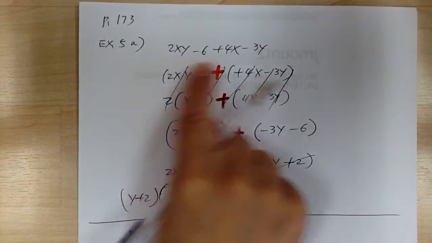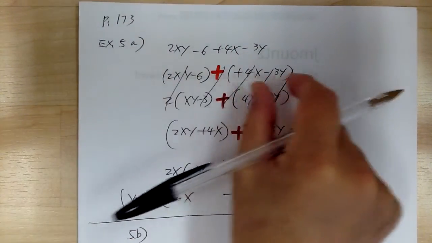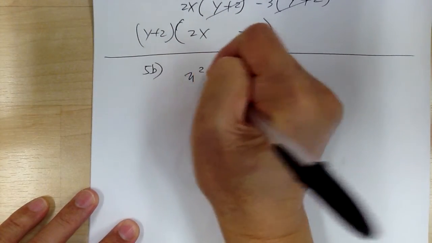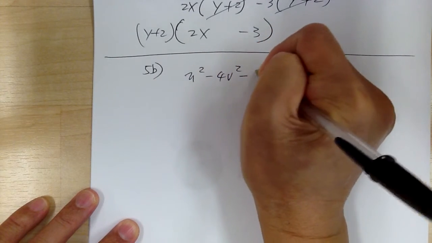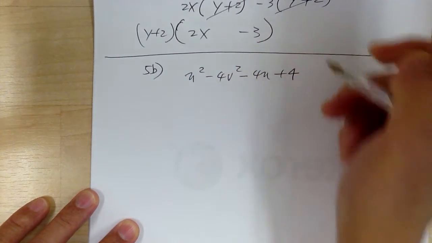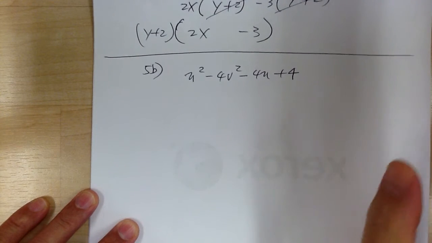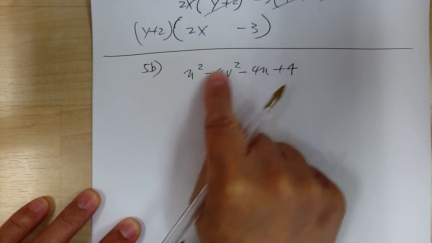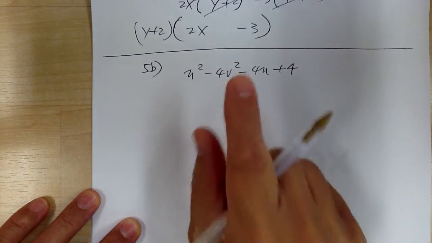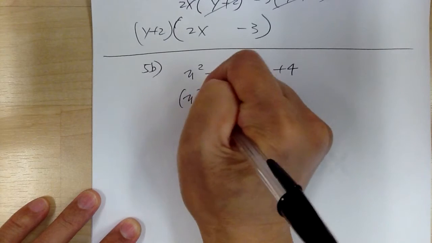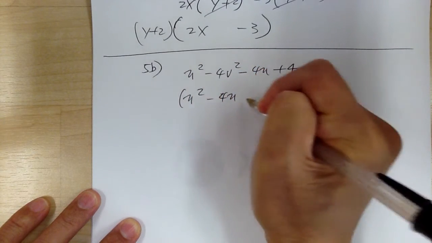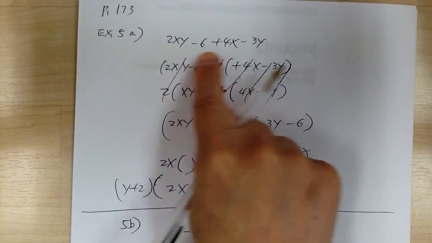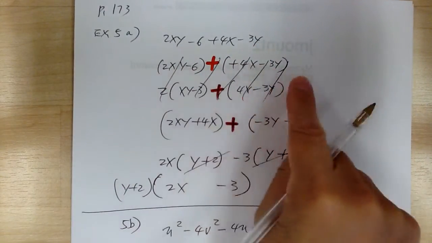Normally, when you don't have squares, you just go and group 2 and 2. Now when you have a case like 5b, you've got u squared minus 4v squared minus 4u plus 4. So what you need to do is recognize the perfect squares. Okay, so when you have squares, especially when you have minus squares, you need to group into 3 and 1. So you need to do the u squared minus 4u plus 4 minus 4v squared.